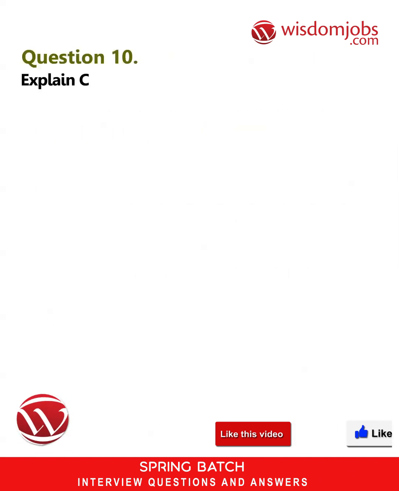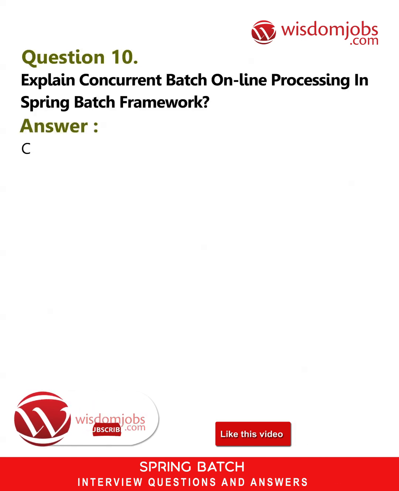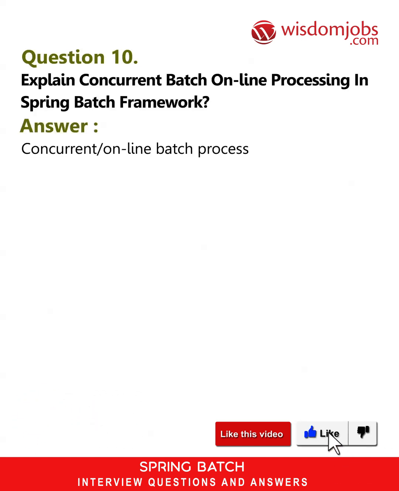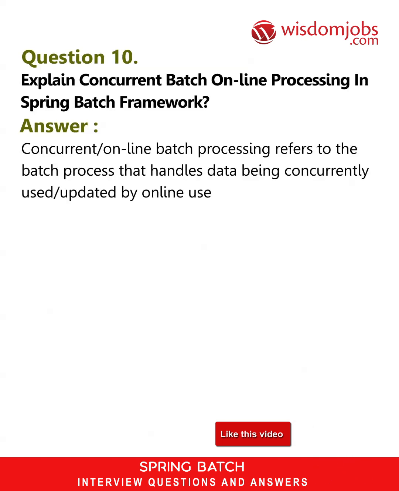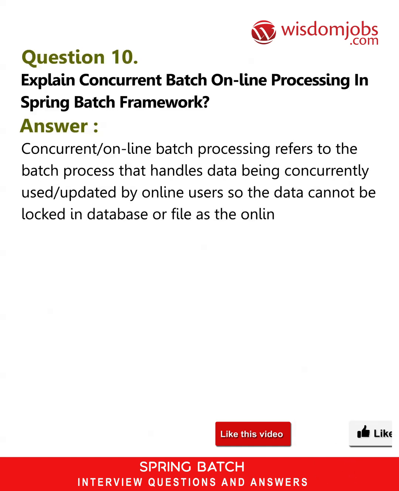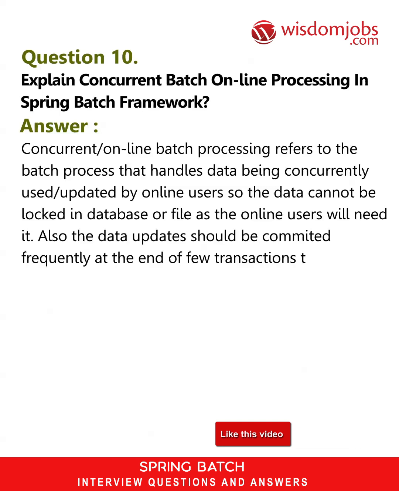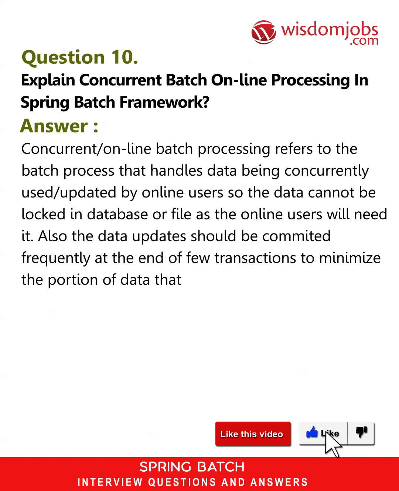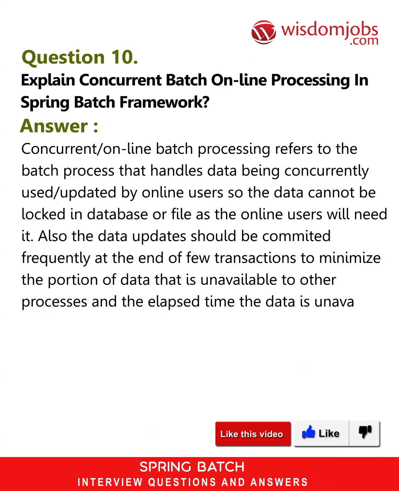Question 10. Explain concurrent batch online processing in Spring Batch Framework. Answer. Concurrent online batch processing refers to the batch process that handles data being concurrently used, updated by online users so the data cannot be locked in database or file as the online users will need it. Also, the data updates should be committed frequently at the end of few transactions to minimize the portion of data that is unavailable to other processes and the elapsed time the data is unavailable.